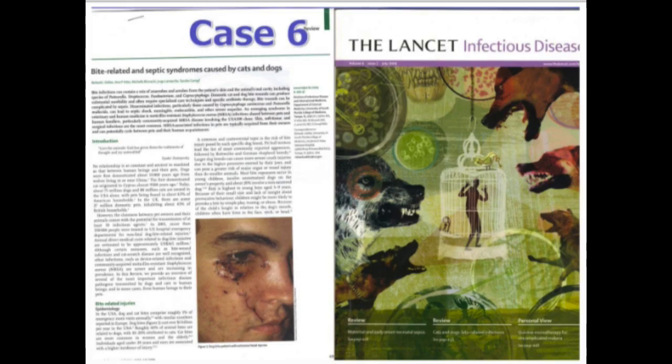One point as far as cat bites, because of the size of the cat's teeth, they have a tendency to cause osteomyelitis more as opposed to dog bites. So you always have to make sure the patient doesn't have osteomyelitis when they have cat bites. About 50% of cat bites get infected.